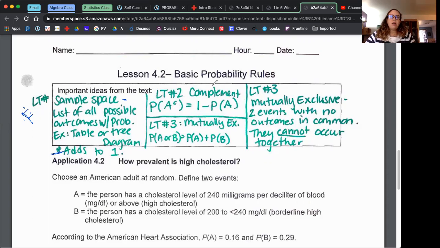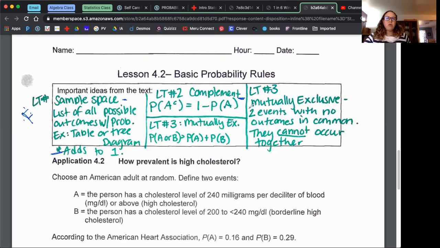Our second learning goal talked about the idea of a complement. So the complement rule tells us that we can take this idea that all probabilities add up to 1. And so the complement, which sometimes we write as the probability of A superscript C, so A complement, is equal to 1 minus the probability of A. So we looked at the probability of not having green eyes. That's going to be 1 minus the probability of having green eyes.